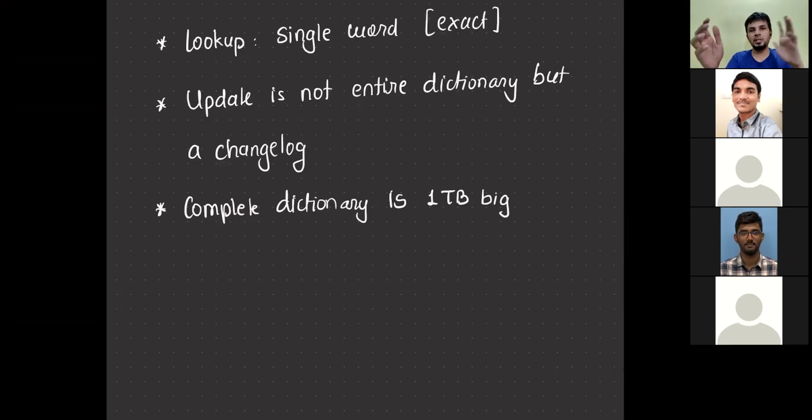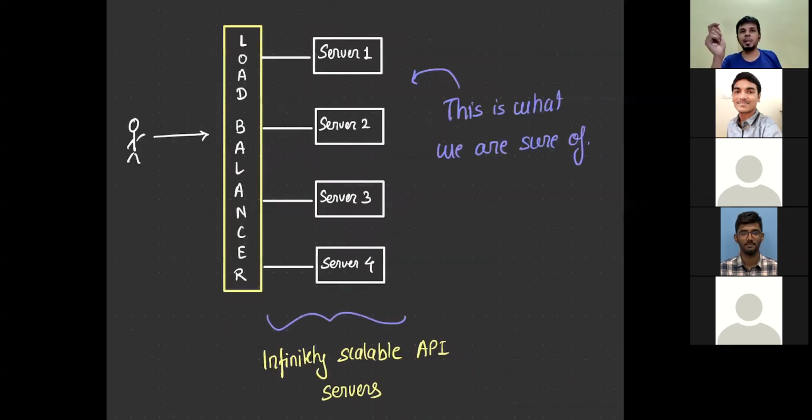And the complete dictionary is 1 terabyte big. Now this 1 terabyte size would help us make very interesting design decisions. So we'll start with something that we already know of. What do we know? How to scale API servers. We are still not going into internals of it, but that is the basic thing that we know.